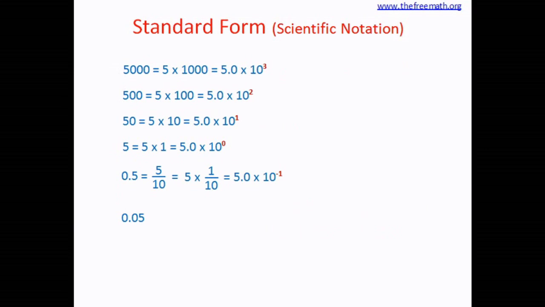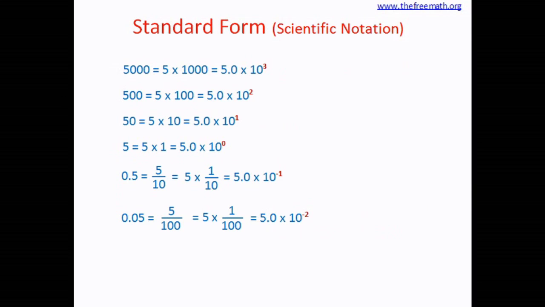Now let's consider 0.05. So this equals 5 over 100, which equals 5 multiplied by 1 over 100. And 100 means 10 squared. That means 1 over 100 equals 10 to the power of negative 2. So the standard form is 5.0 multiplied by 10 to the power of negative 2.